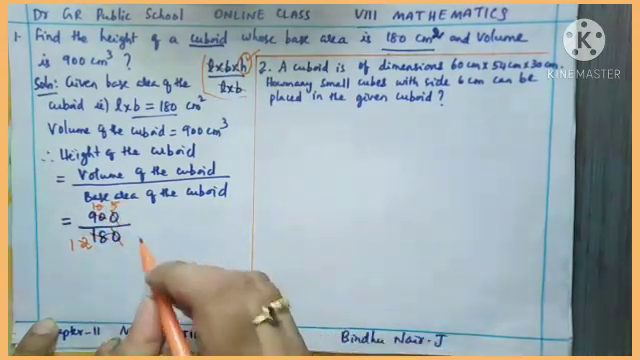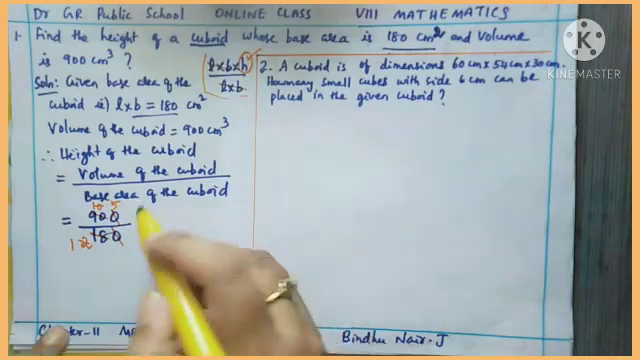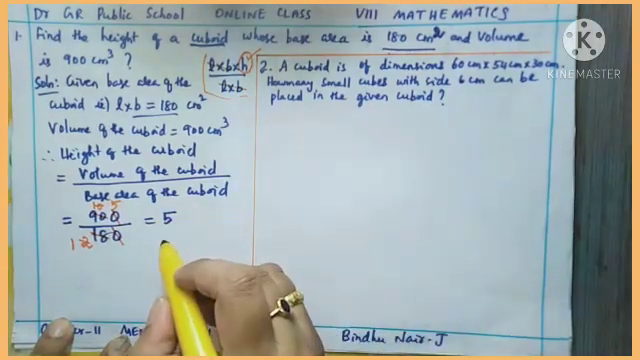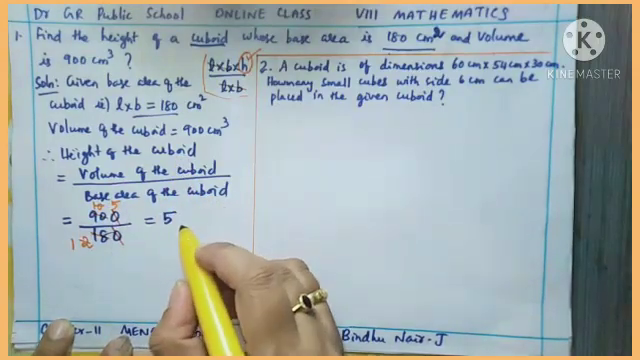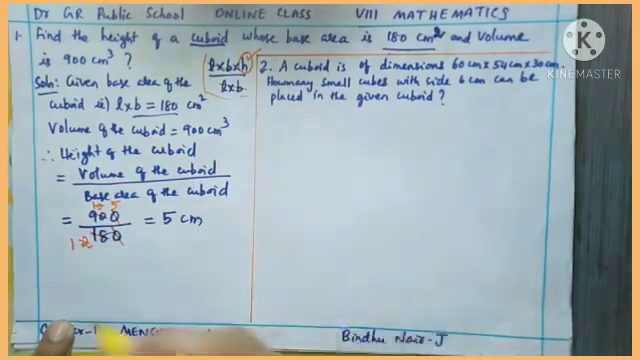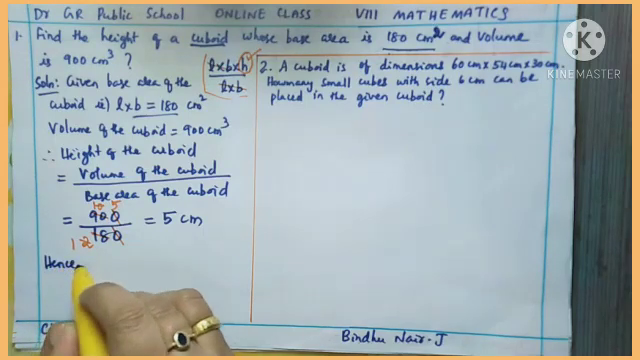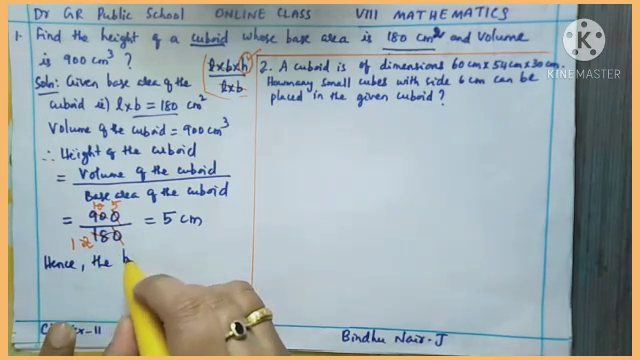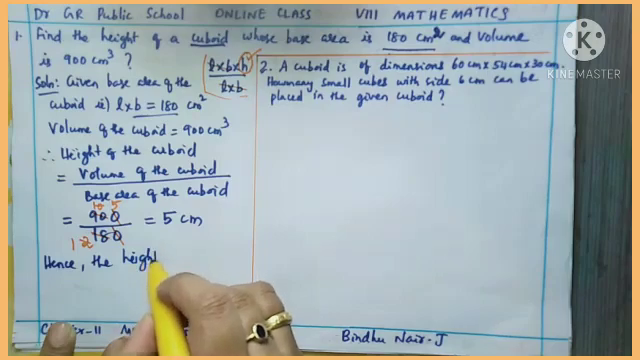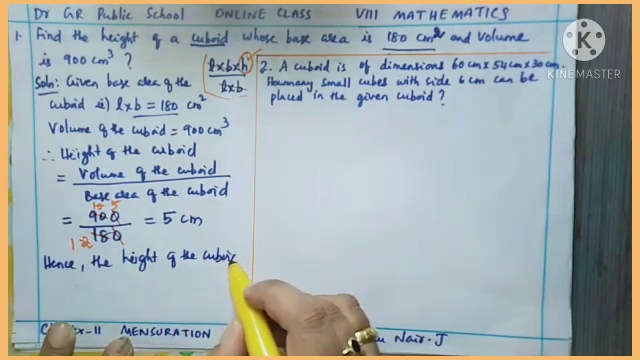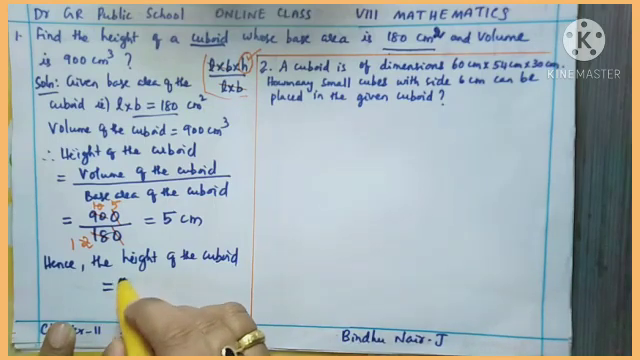So what is the answer? That is equal to 5. So what is the meaning? Height of the cuboid is 5 centimeter. So finally you can write, hence the height of the cuboid is equal to 5 centimeters.